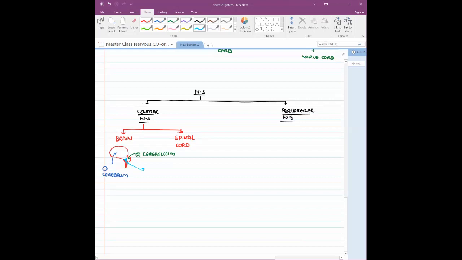Guys, always remember, medulla oblongata is one of the most important parts. Why? Because it controls beating of the heart, respiration, and peristalsis. If by any chance there is any damage to the medulla oblongata, guys, immediately the person is going to die.